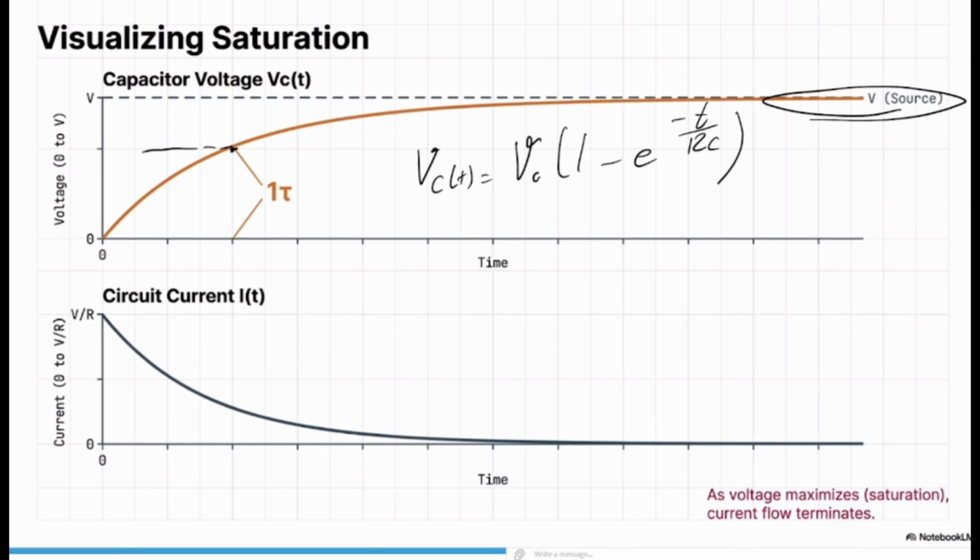It means that right now you have 63% of your maximum voltage. So after 5 tau, you're going to have the maximum voltage. On the other hand, we do have I of C, which, since we're talking about the series condition, is the current of the resistance and the current of the source. Doesn't matter. It is V divided by R multiplied by e to the power negative t over RC. Again, this is going to decrease exponentially.